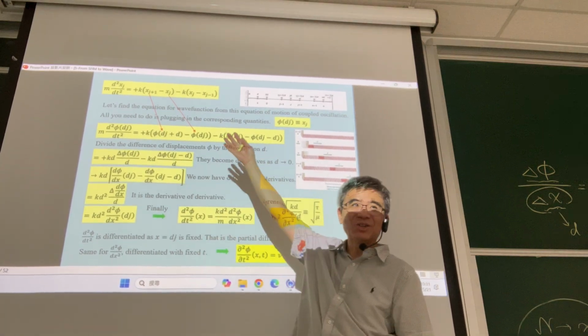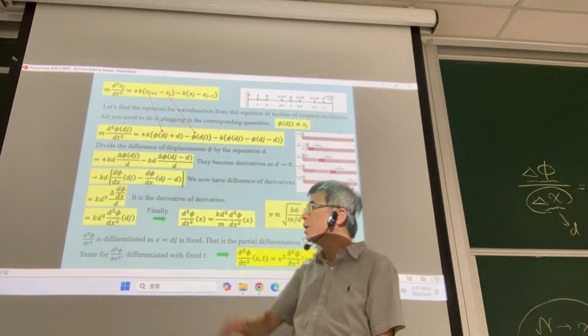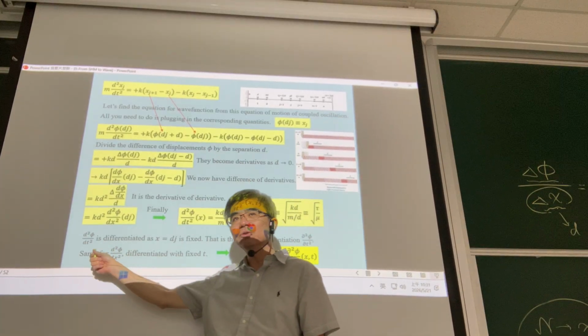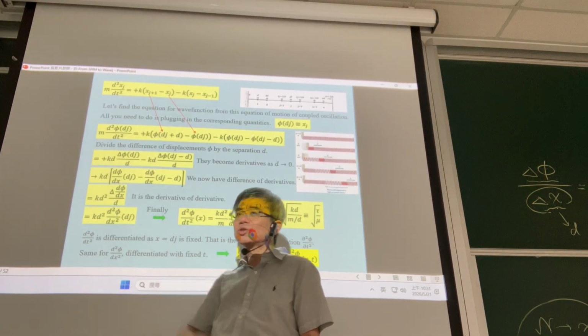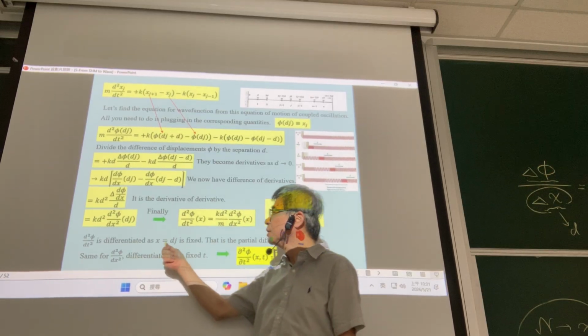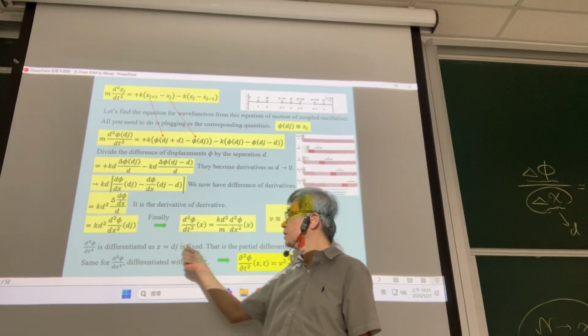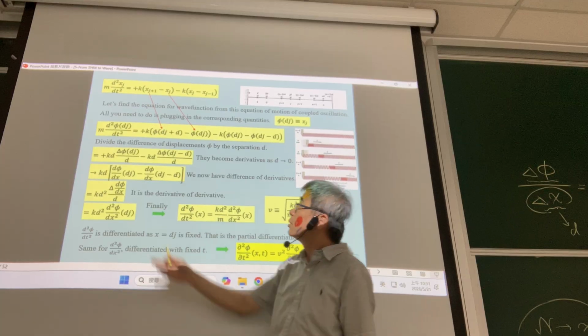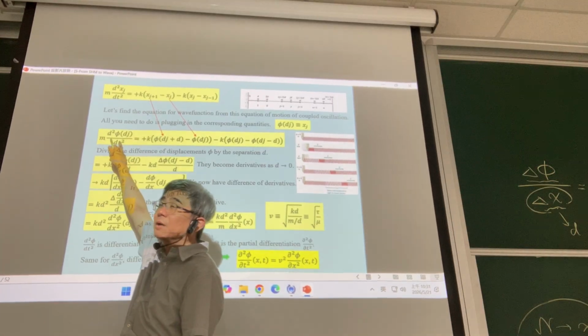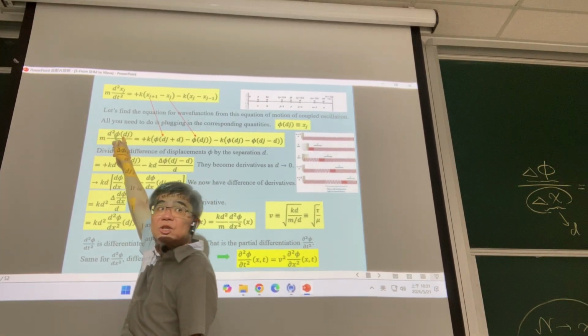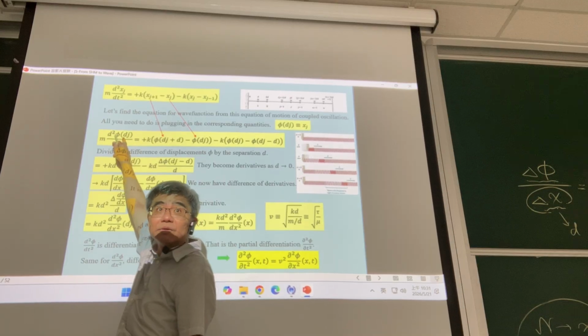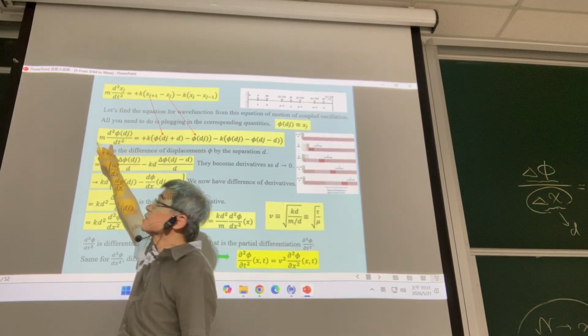It's correct originally. However, at this point, I have to remind you that this d squared over dt squared is differentiated when x is fixed. Of course, because when I take this derivative, I fix the location at dj. Right? So x does not change when I take this second derivative.